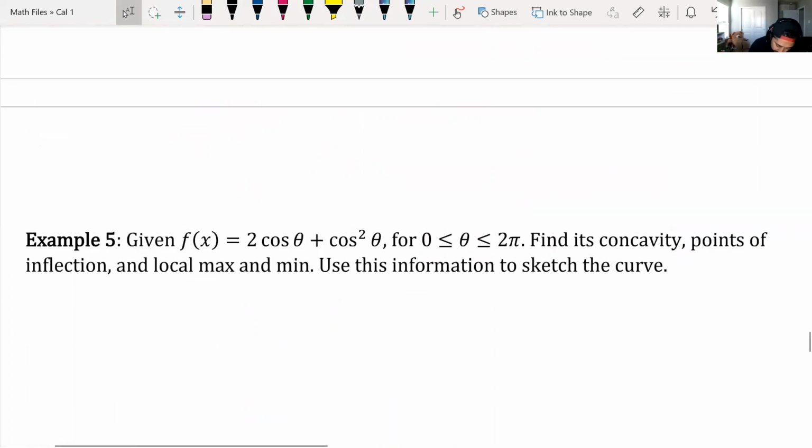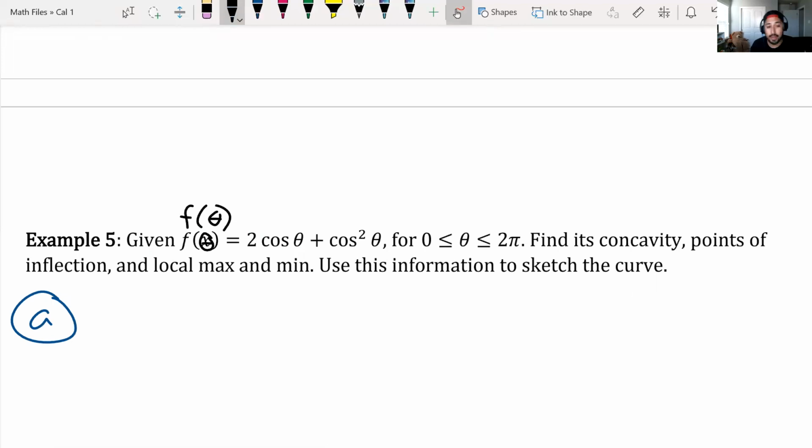So here we go. A. First off, I see a mistake. It says f of x equals 2 cosine theta. Since it's all in terms of theta, this x needs to be a theta. That's it. My bad.